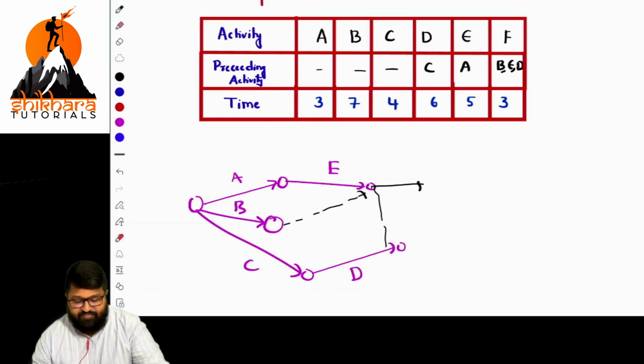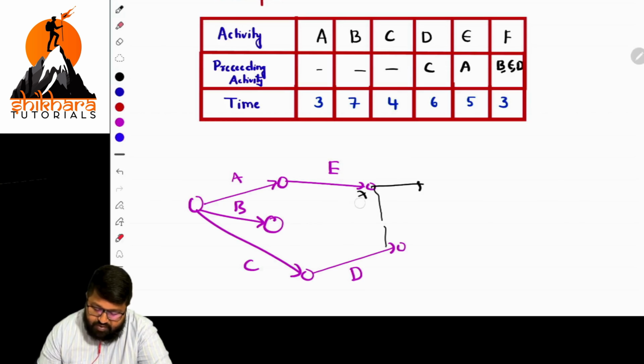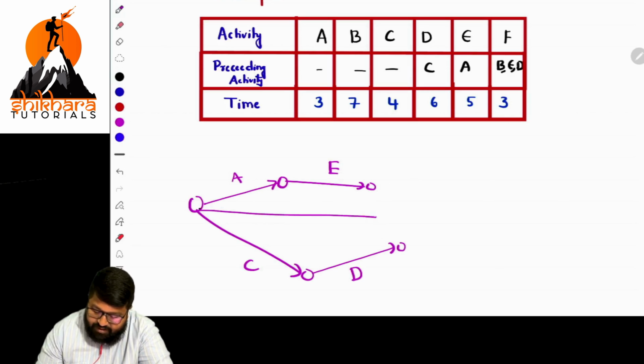Am I clear now? If so, that is the reason why I humbly request you to construct with a pencil. So now for our convenience, we are extending the B till here. And I am rearranging E. And even I am rearranging B also.